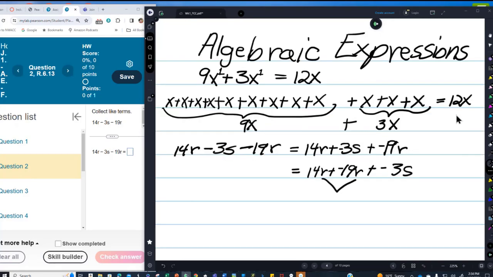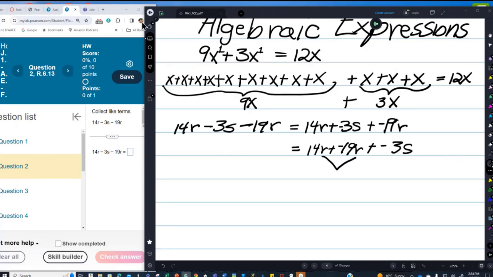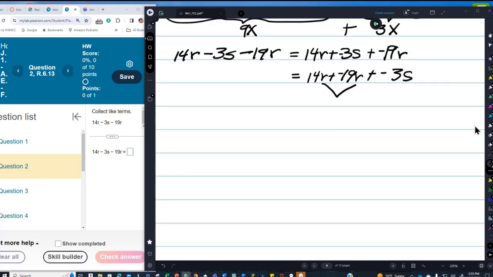So all you have to do is, you could draw a little picture like this, which would make it a little difficult, because 19 is bigger than 14, but you're taking away 19. Or you could just get out your calculator, which is the easier way. 14 minus 19 is negative 5r plus negative 3s. All right, plus a negative is a negative.